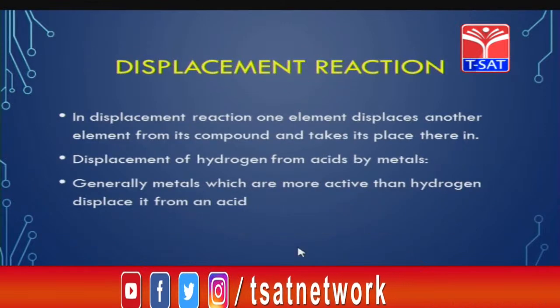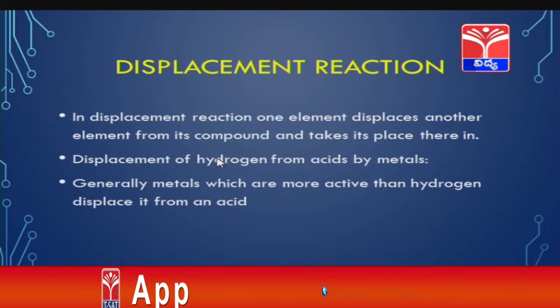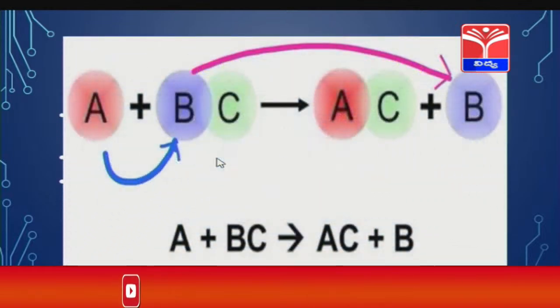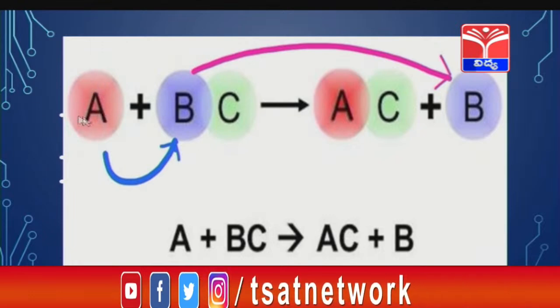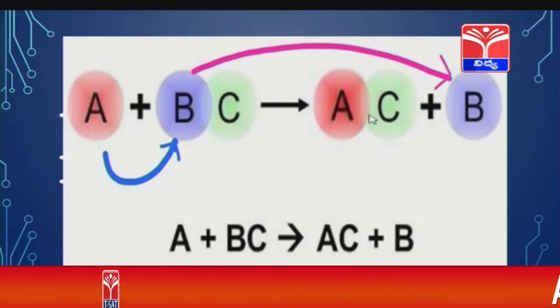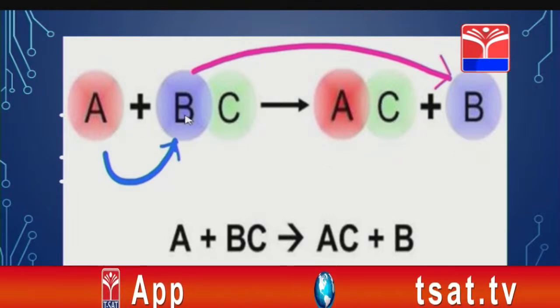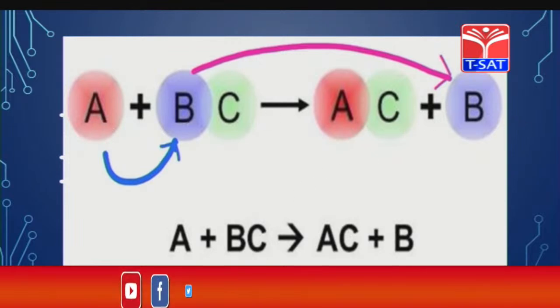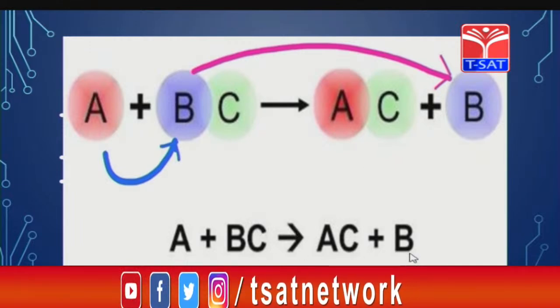So, displacement reaction: one element displaces another element. Mainly, displacement of hydrogen from acids by metals takes place. Children, see this equation. BC is a molecule, A is a more reactive element, B is being replaced by A. So, what are the products formed, children? B has been replaced by A. So, the new product which is formed is AC and B has come out. So, the reaction can be written as A plus BC gives rise to AC plus B.